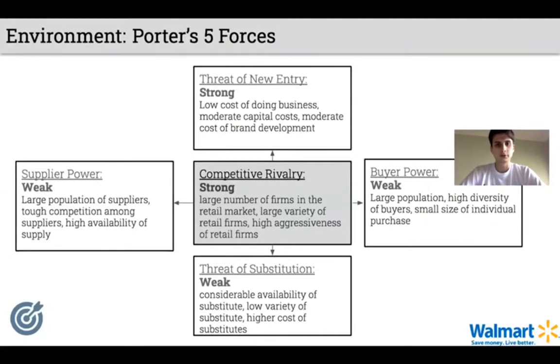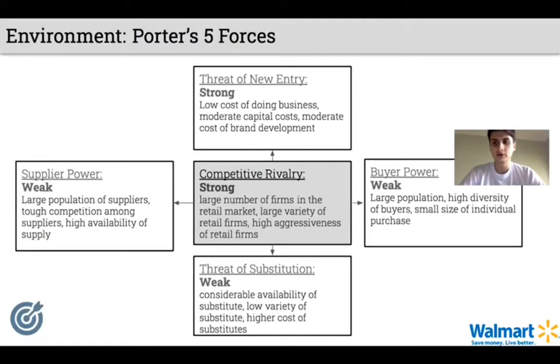Thank you so much, Matilda. First, the supplier power we consider weak because there's a large population of suppliers, a lot of competition among suppliers, and a high availability of supply. While the threat of new entry is strong: it's a low cost of doing business, moderate capital cost, and moderate cost of brand development. The buyer power is weak. It's a large population, there's a high diversification of buyers, and a small size of individual purchases.